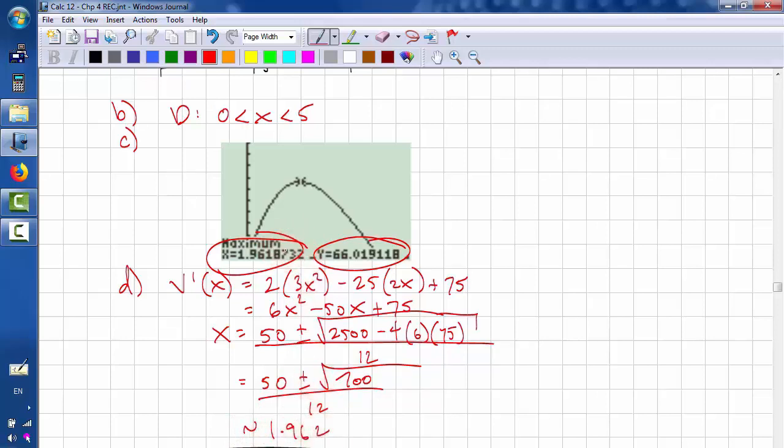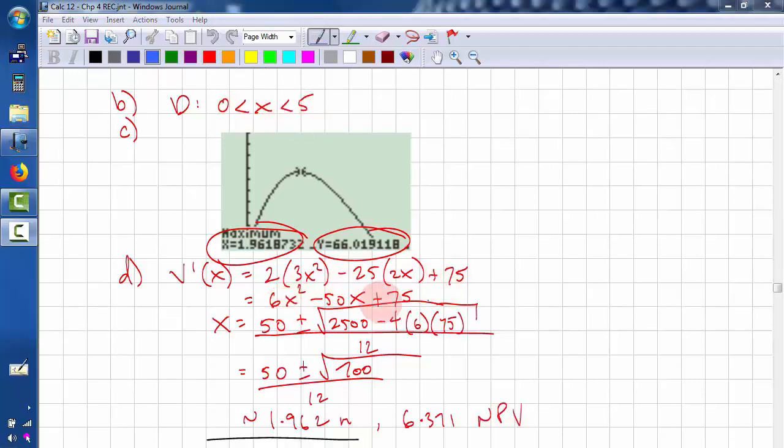which matches that answer. And this should be meters. And I believe the question is asking for the height of the box. And our second answer is 6.371. And this is an NPV because we determined the domain to be 0 to 5. So this is a polynomial.